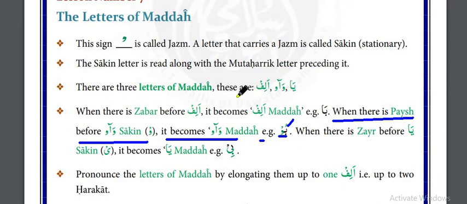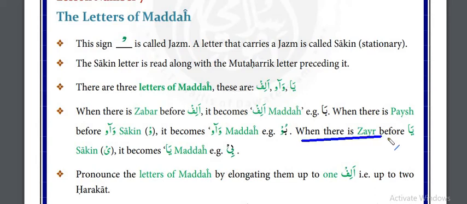When Waw has Jazm and Pesh comes before it, any letter can come instead Hamza. Hamza Waw Pesh U, Ba Waw Pesh U. Any letter can come instead Hamza.